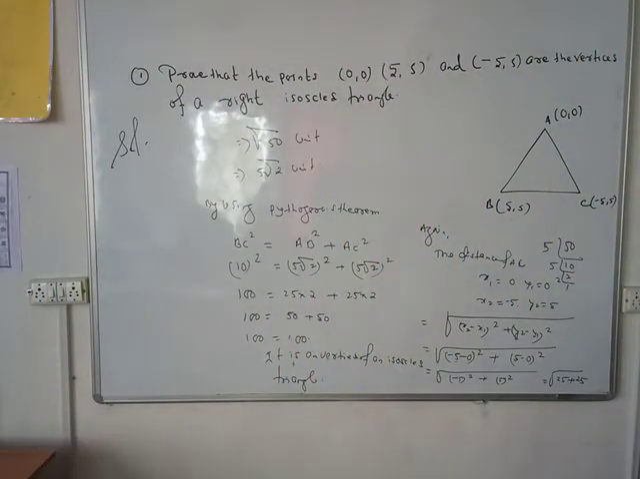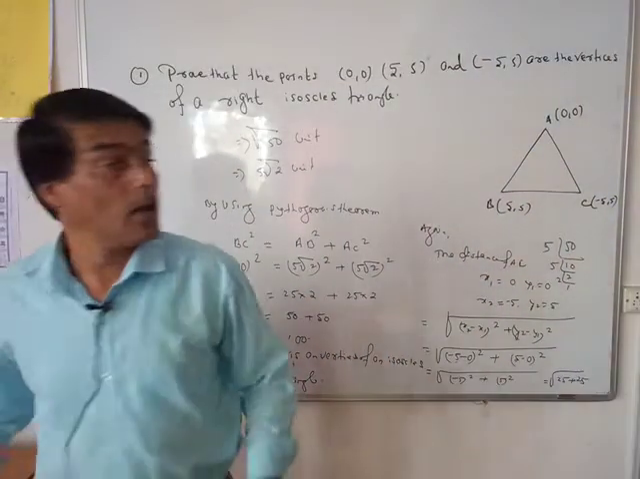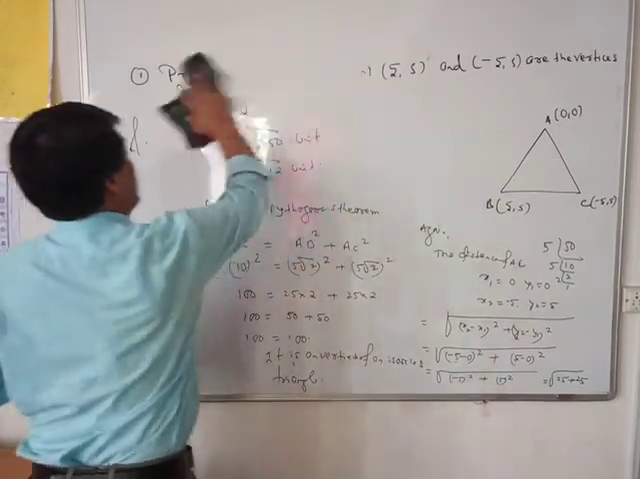Next question is: find the relation between x and y such that the point (x, y) is equidistant from the points (3, 6) and (-3, 4). Second question.